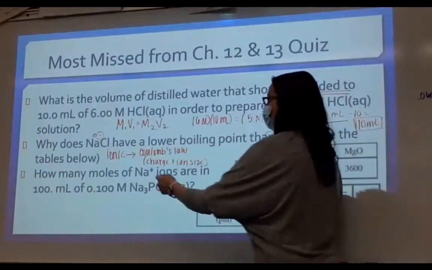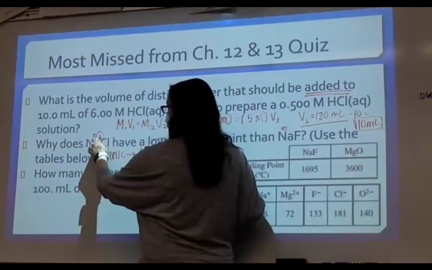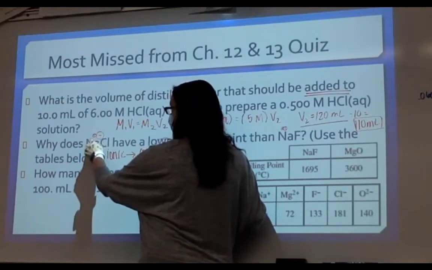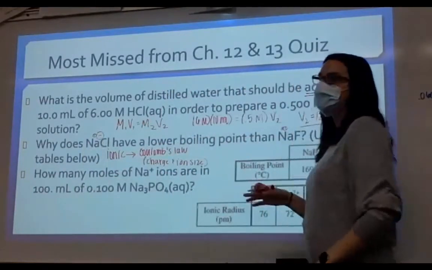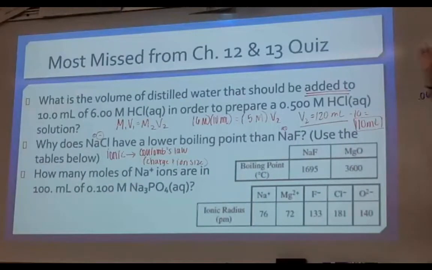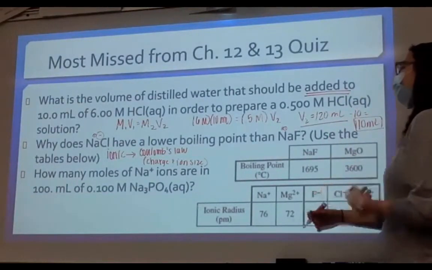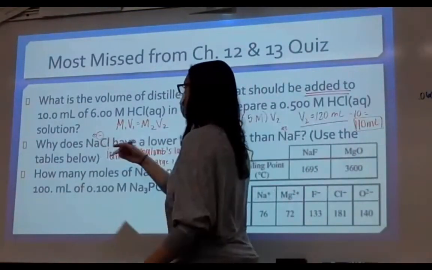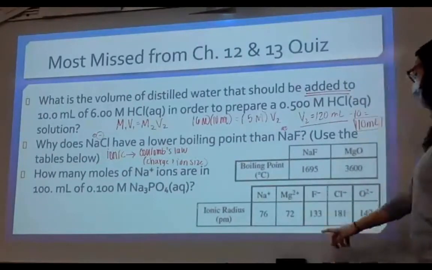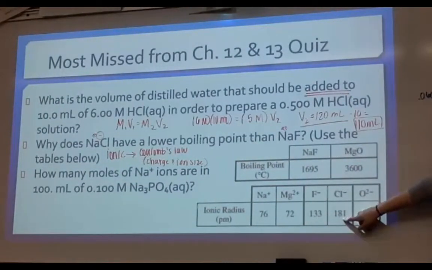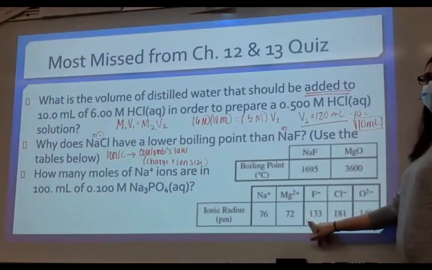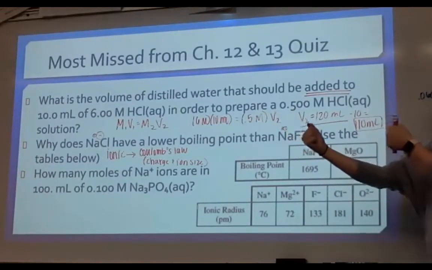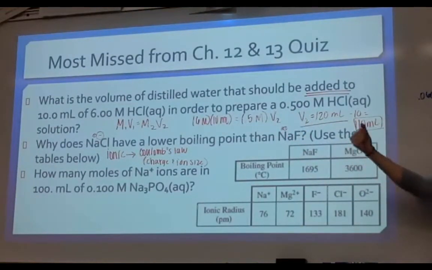Since it's a larger ion, the attraction between the nucleus of Cl minus and the nucleus of Na plus is not as strong. Farther away, the larger the distance, the less the attractive forces. So NaCl has a lower boiling point because the attractive forces are not as strong, because Cl minus is a larger anion than F minus. So the further apart the nuclei, the weaker the attractive forces, the easier it is to break.